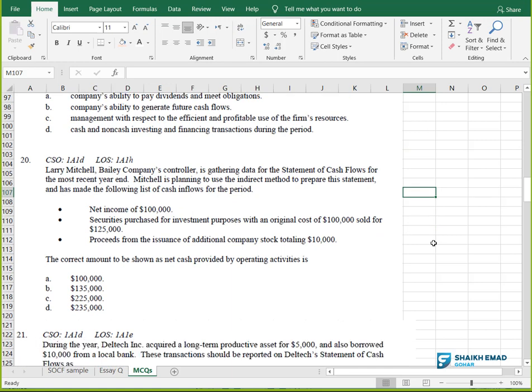Okay, so we got a calculation question finally. So keep your calculators ready, my friends. The correct amount to be shown as net cash provided by operating activities is... So they say the company's controller, Larry Mitchell, is gathering data for the statement. He is planning to use the indirect method, and this information you have: net income is this much, securities purchased for investment purposes this much, proceeds from issue of stock this much. So how much should be net cash from operating activities?